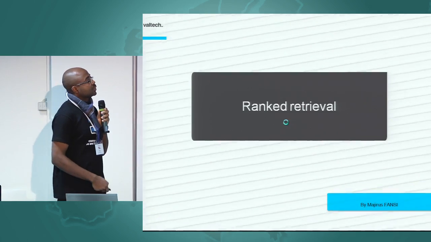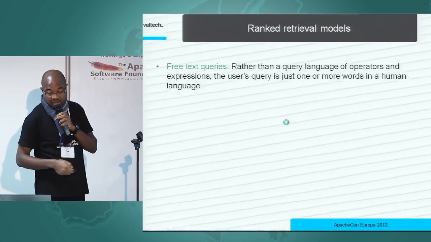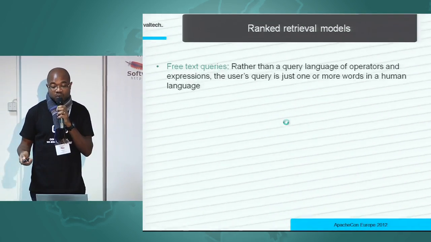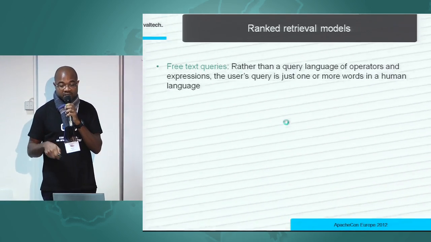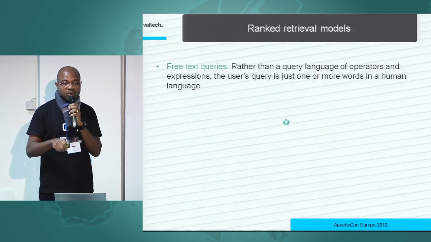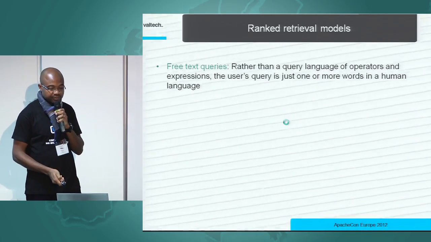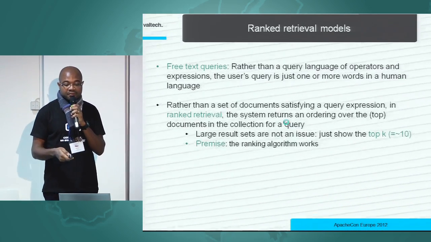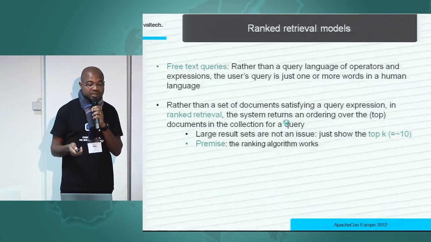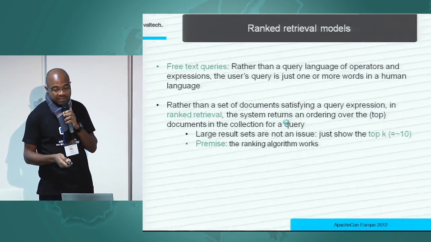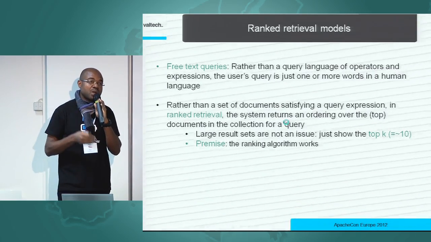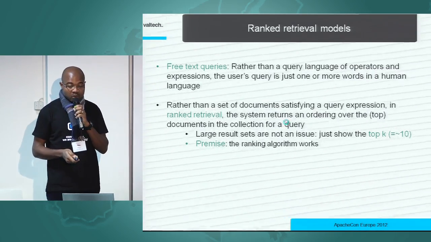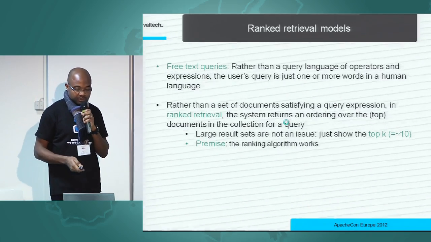So in ranked retrieval, the user just sends a free text query, rather than a query with Boolean operators. You just type words in natural language. And rather than a set of documents satisfying a query expression, in ranked retrieval the system returns an order over the top documents. Sometimes on the first page you have the top 10 documents. So large result sets are not an issue anymore.